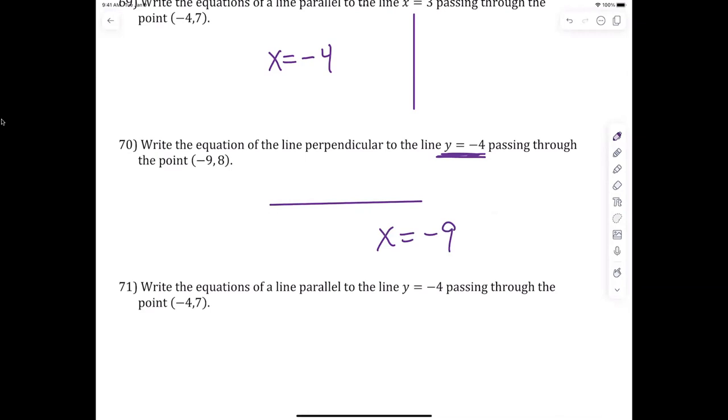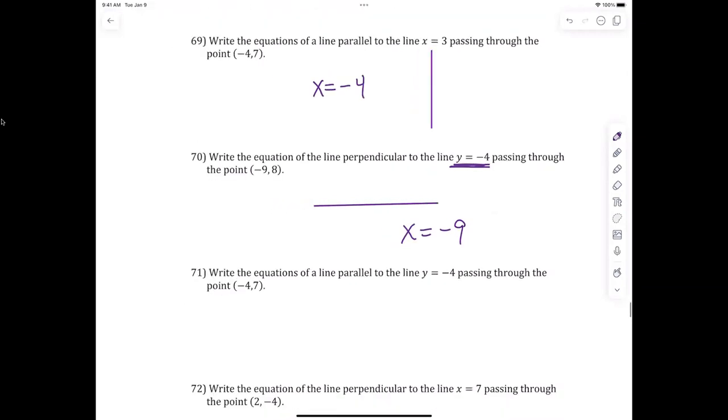I don't get how you. I know. Come on. You don't have to tell me you don't get something. Where are we at? What number? 69. So x equals 3. What kind of line is that? Up and down.